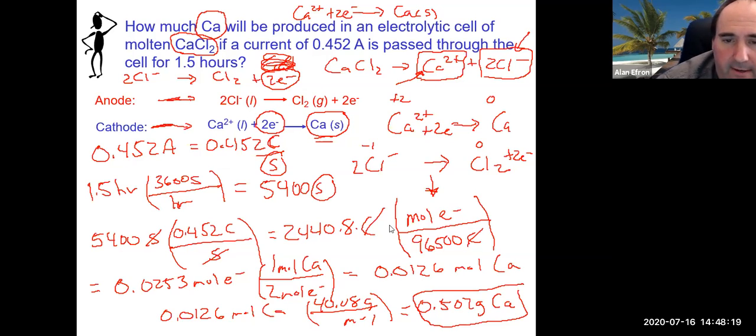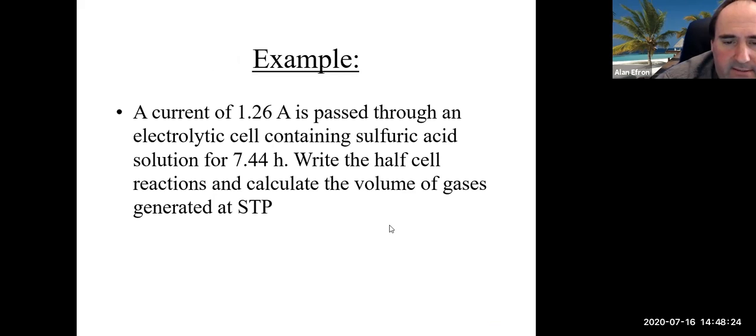All right, so why don't you try one here and see what you come up with, that one we skipped, which is this one. A cell is run at 1.26 amperage through a cell containing sulfuric acid for 7.44 hours. Write the half cell reactions and calculate the volume of gases generated at STP. You hopefully remember STP is standard temperature and pressure. Temperature is 273 Kelvin, pressure is 1 atmosphere. That is what STP stands for.